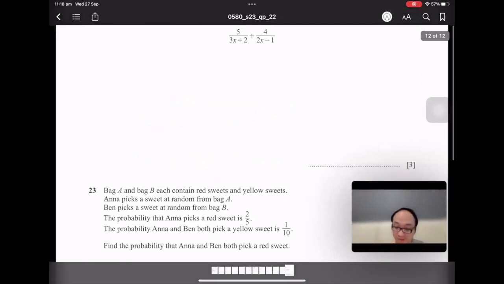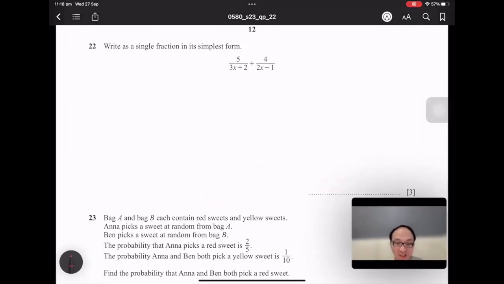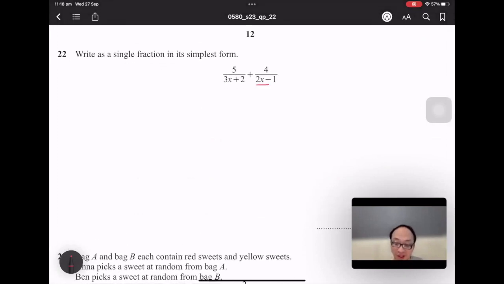Question 22: write as a single fraction in its simplest form. So we have two fractions with different denominators, so we have to make the denominators the same. So we have to multiply. Since we multiplied the first one by (2x minus 1), 5 should be multiplied by (2x minus 1), and 4 multiplied by (3x plus 2).